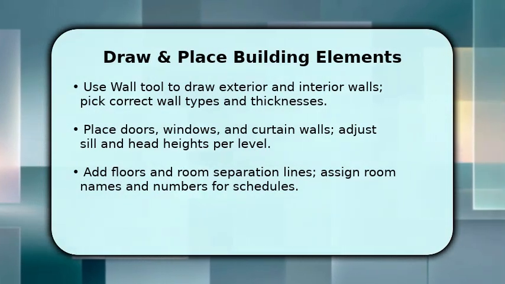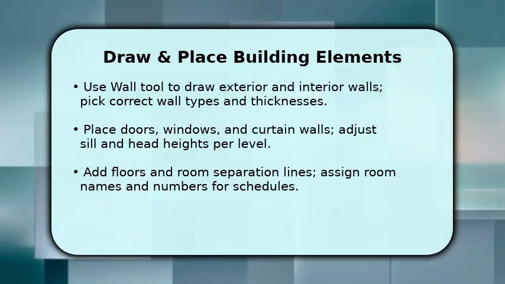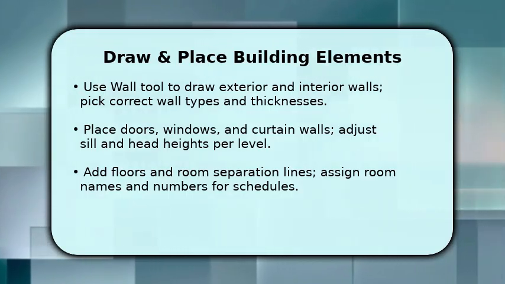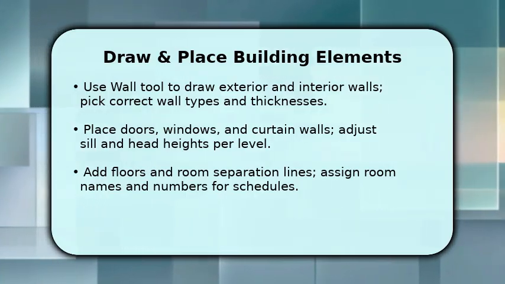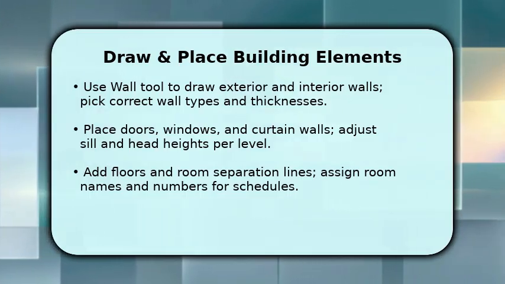Draw exterior walls first with the correct wall types so thermal and structure data follows. Then add interior partitions and the wall join conditions. This controls clean intersections. Place doors and windows, setting sill and head heights relative to their host level, and use curtain walls where large glazing occurs.